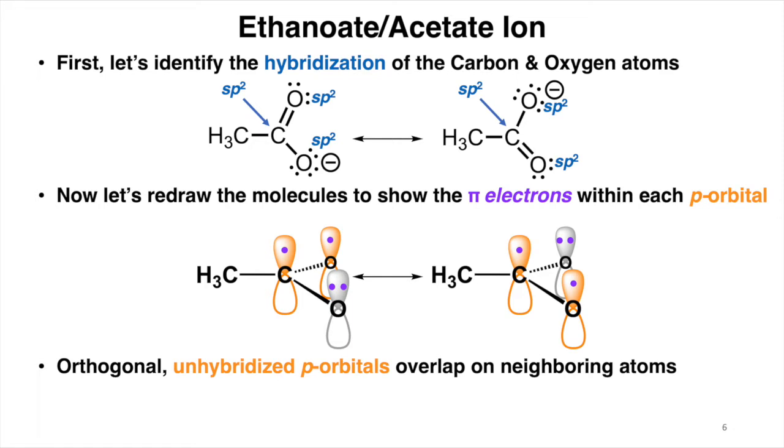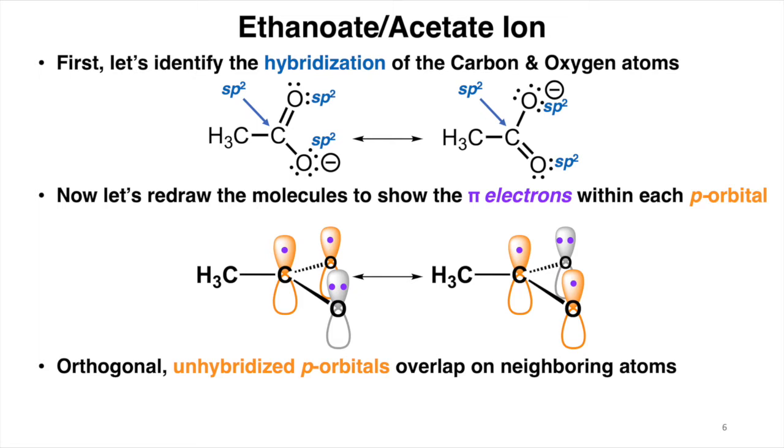Now let's redraw the molecules to show the pi electrons within each p orbital. Remember that unhybridized p orbitals do not exist for sp3 hybridized atoms, so we're going to ignore the methyl group for the time being. So for each sp2 hybridized atom, that being the central carbon and both oxygen atoms, they each have a p orbital shown in orange that is drawn orthogonally, or perpendicular, to the plane of the molecule.